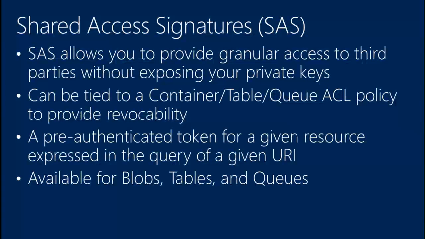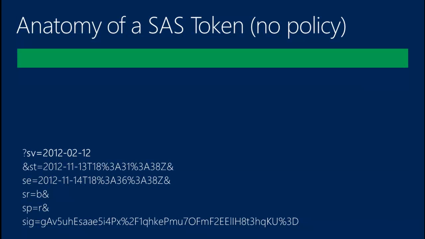So we'll do a quick example here. This is the anatomy of a SAS token. All of this travels as the query string in the URI of a resource, right? The first thing I have is the version of SAS. The second thing, I have the start time. And then I have the end time. So this token's only going to be good between this time range.